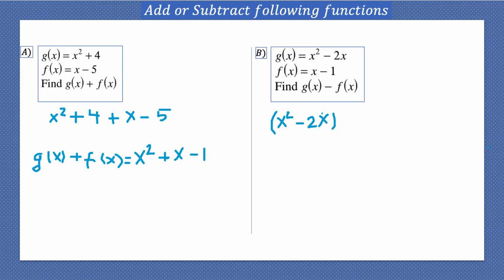So just let me make sure I wrote it correctly. g of x is x squared minus 2x. So here is a minus sign. I write minus, I am opening parentheses. Instead of f of x, I have x minus 1. So x minus 1 is here.